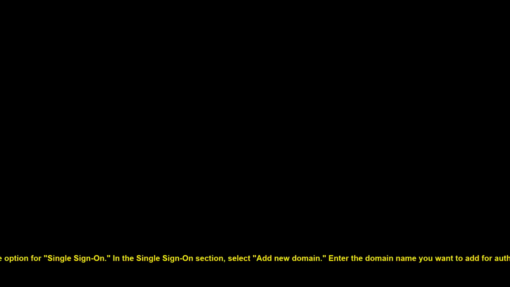Navigate to the admin settings from the left sidebar. Select the authentication tab in the admin panel. Choose the option for single sign-on. In the Single Sign-On section, select Add New Domain.